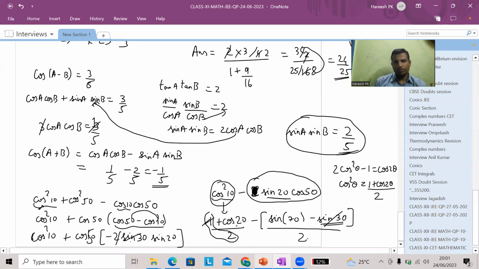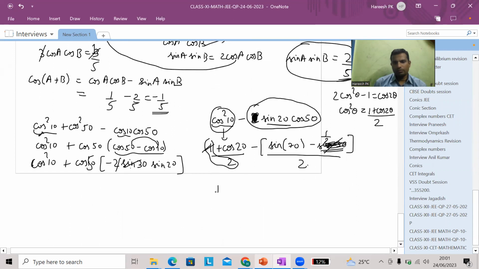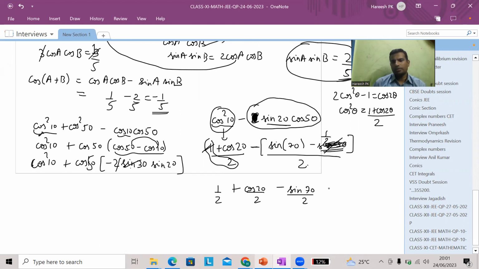So now that means we'll be left with the sine 30, I'll write as half. So I'll be left with 1 by 2 plus cos 20 by 2 minus sine 70 by 2. Then minus of minus, so it's actually plus. So plus 1 by 4.